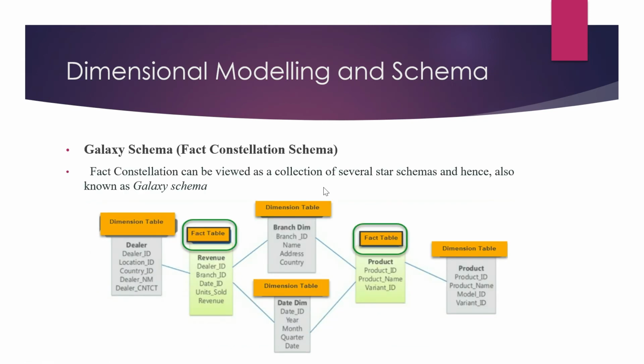Then we have the galaxy schema, or the fact constellation schema. A fact constellation can be viewed as a collection of several star schemas that are connected to each other, which looks like a galaxy, hence it is called a galaxy schema. When a fact table is surrounded by different dimension tables, we call it a star schema. But when different star schemas combine together, we call that kind of schema a galaxy schema.